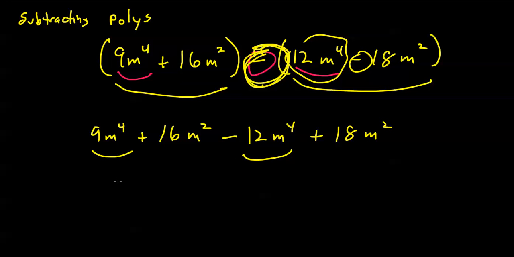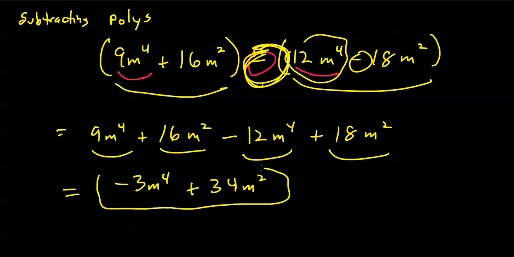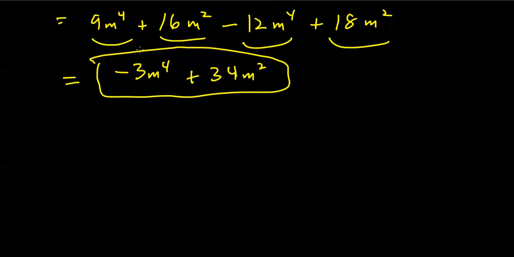9m to the fourth minus 12m to the fourth is, of course, minus 3m to the fourth. And then 16m squared plus 18m squared is 34m squared. Again, combining all the like terms. All right. So this is my final return for this polynomial subtraction: minus 3m to the fourth plus 34m squared.